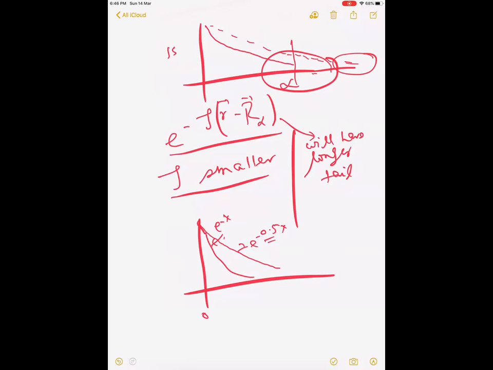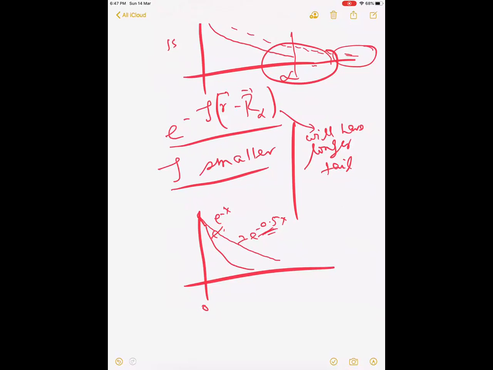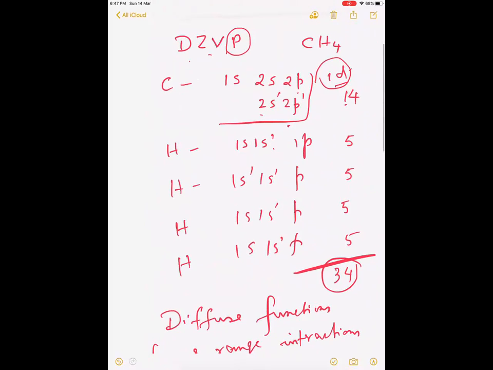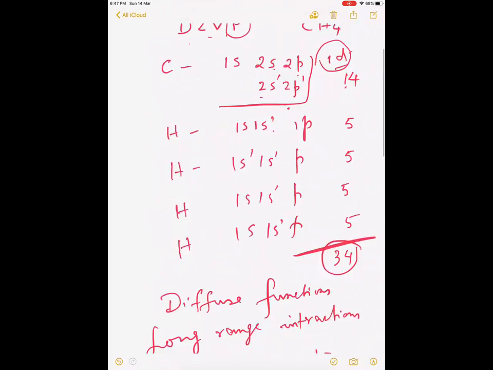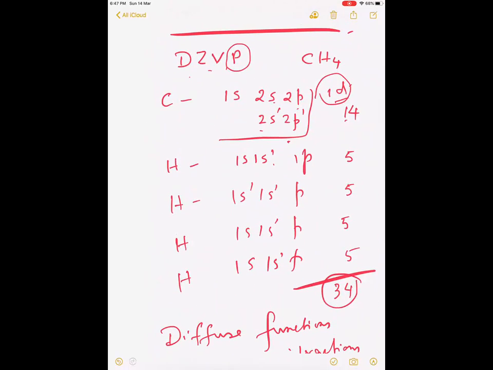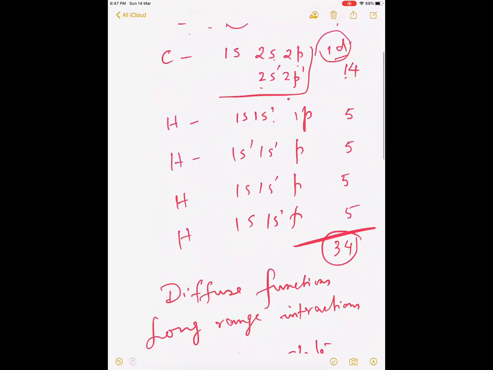The exponential negative function decreases very fast. But how quickly it decreases depends on the coefficient that you multiply. So if you multiply a very small quantity, zeta, then you are typically done with this diffuse function. So you have to add an extra diffuse function, because the valence orbitals that we normally add do not have that small a tail. They're the typical 1s, 2s, 2p functions. I want diffuse functions which should die much slower than the valence.